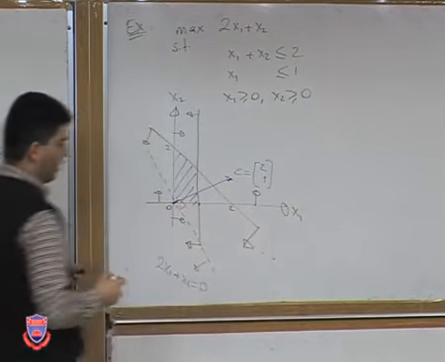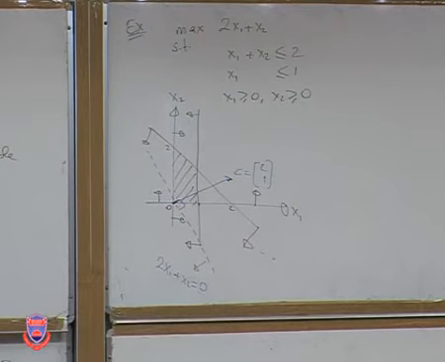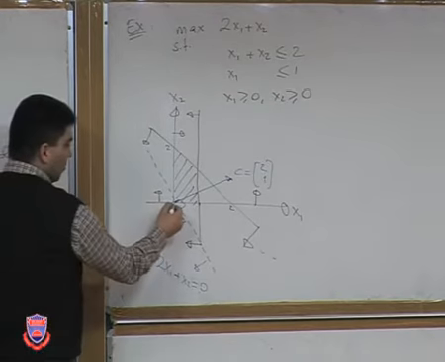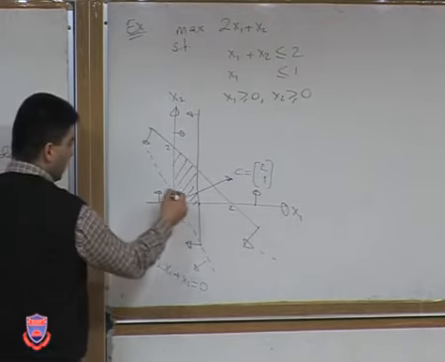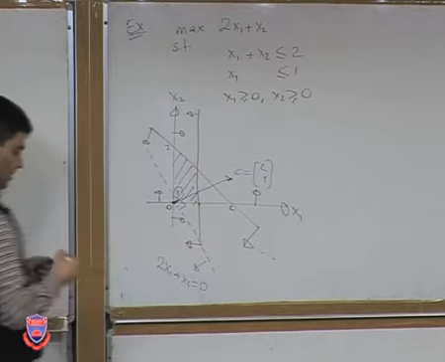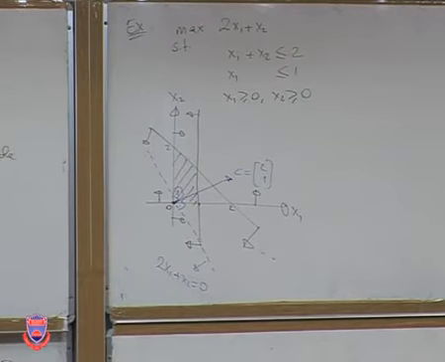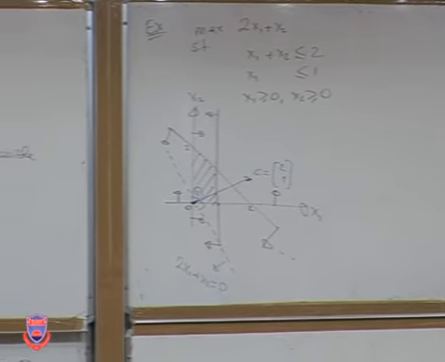And note again that this vector is perpendicular to the isoprofit line. Now here's the idea of the algorithm. First of all, it's going to, for example, start at this corner point. I'm going to call this corner point 1. And it's going to evaluate the objective function. So what's the value of the objective function at corner point 1? It's going to be 0, basically, right?